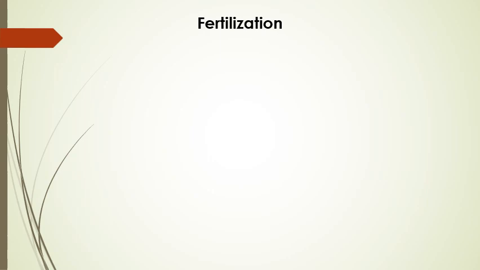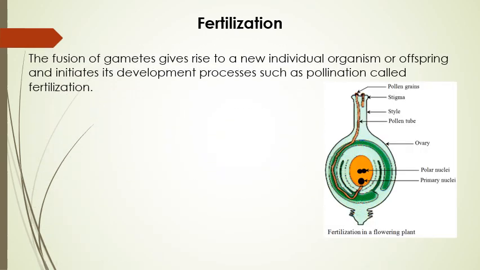So now, fertilization. Before moving to double fertilization and the concept of double fertilization, I must brief you about the concept of fertilization, how fertilization occurs and what the steps of fertilization in flowering plants are. So fertilization is nothing but the union of male and female gametes to produce a zygote. And now the question is how fertilization takes place.